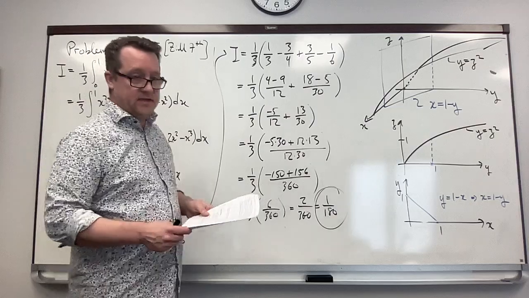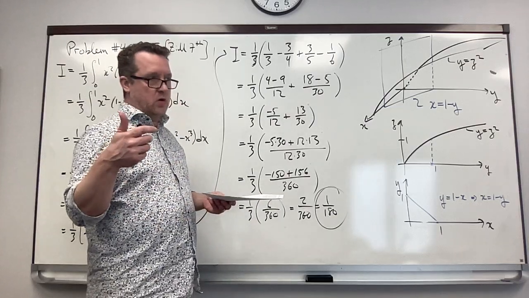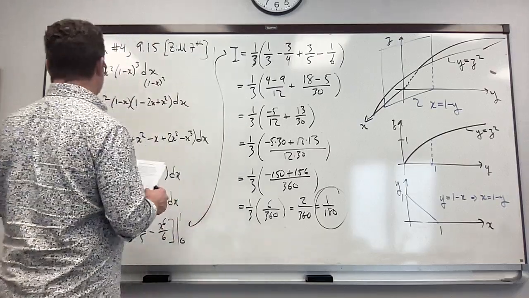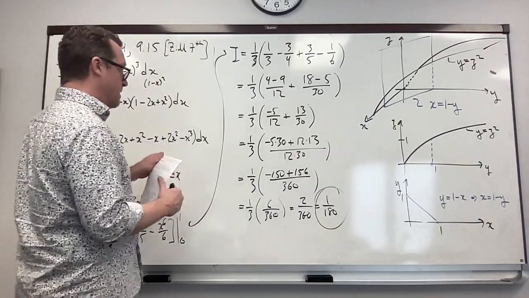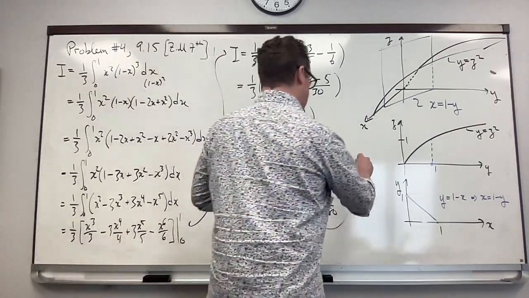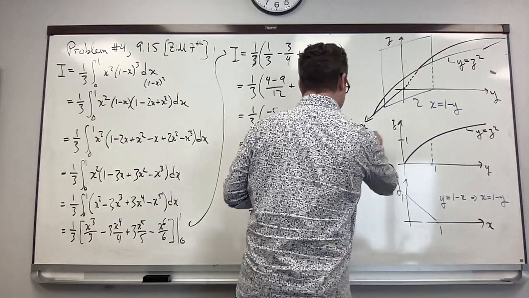At the very end, as usual, we try to make sense of it. Does this number make sense? This is not a volume calculation. This was an integral of a function. I erased the function. The function we were integrating, remember, was 4x squared z cubed.